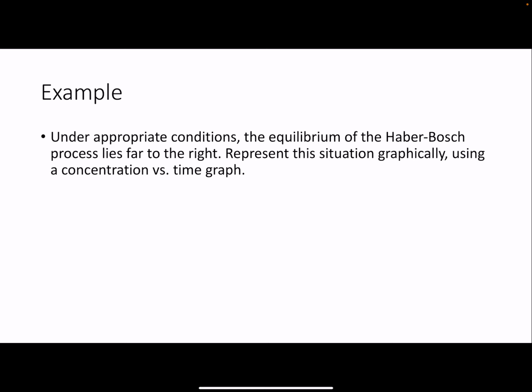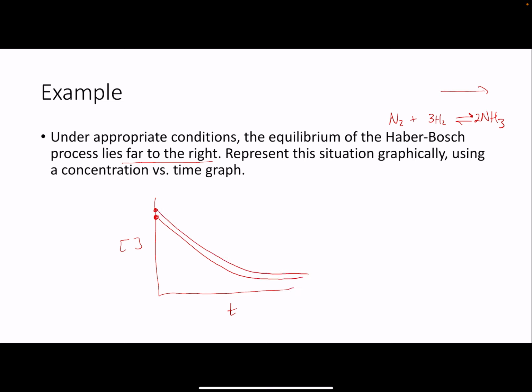So if we write what the Haber-Bosch process is, and I can't remember it, it's been a while, it's the formation of ammonia, which is used in fertilizers. And we're told that it lies to the far right, which means that most of the reaction converts to products. If we do a concentration versus time graph, we're not specifying what the time is. We start with some amount of reactants, which decrease over time. And because it lies far to the right, they approach zero.